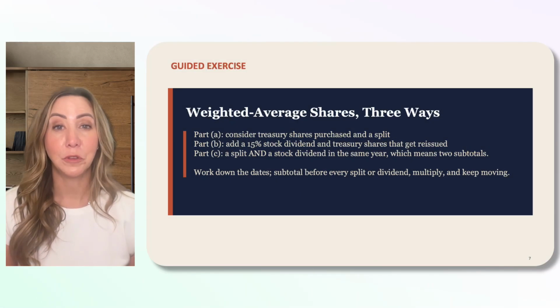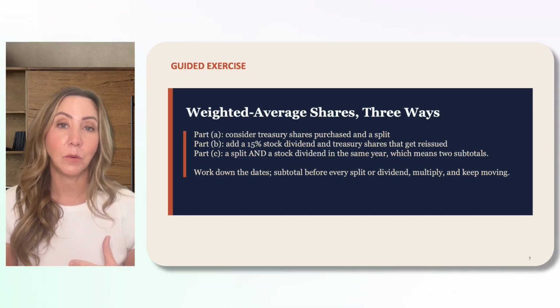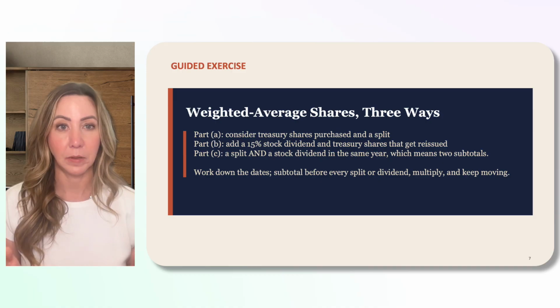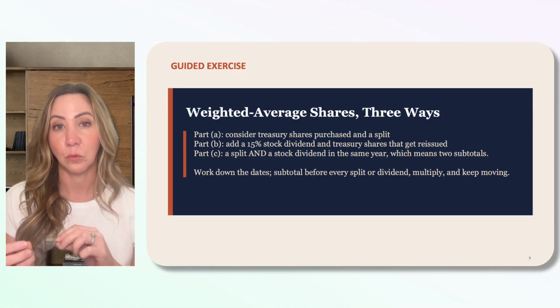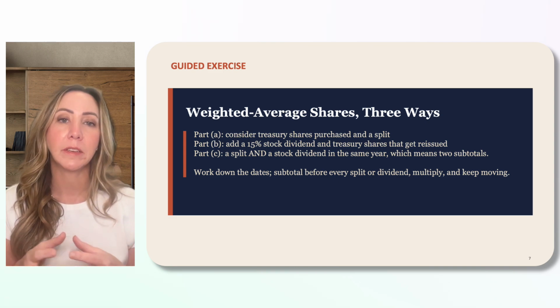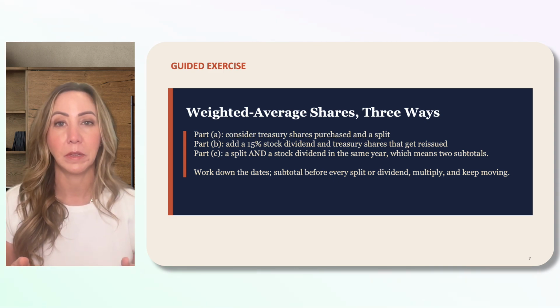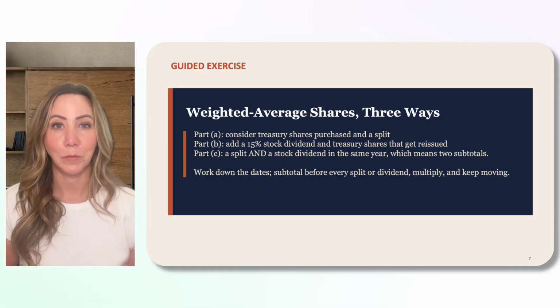All right, let's work through a few examples. In part A, we're going to learn how to calculate weighted average shares with multiple issuances, a treasury stock repurchase, and a stock split. Part B adds a 15% stock dividend and treasury shares that get reissued. And in part C, we'll look at a split and a stock dividend in the same year. We'll work down the dates, subtotal before each split or dividend, multiply, and keep moving.